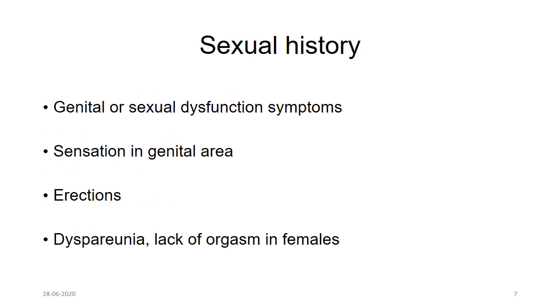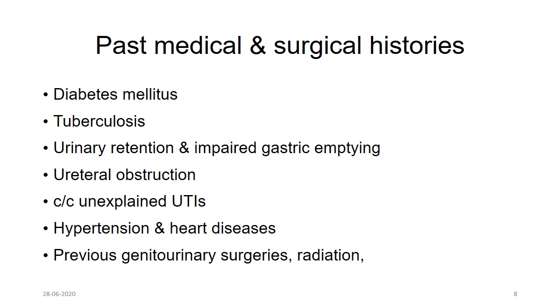which will give clues to the bladder characterization. Now, regarding sexual history, we should ask whether there is any presence of genital or sexual dysfunction symptoms, any sensory impairment in the genital area, whether the patient is having psychogenic or reflexogenic erections in males, etc.